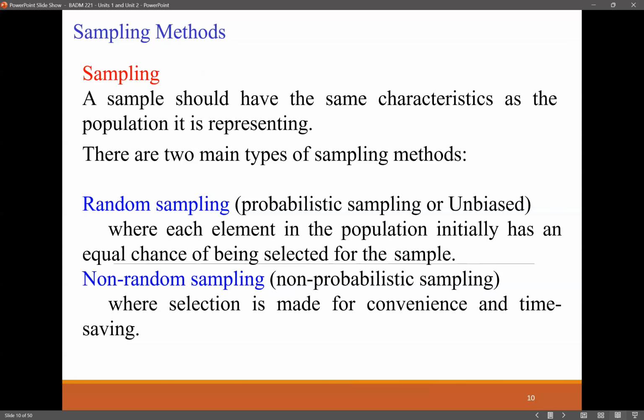Now, if there is some convenience, like maybe a few numbers are written closer to you, so more convenient, or we choose the first 10 numbers, or the last 10 numbers, or the middle 10 numbers, or any 10 numbers between 10 and 30, which is easy and time saving and based on some bias, then that is not called random sampling. It is called non-random sampling.